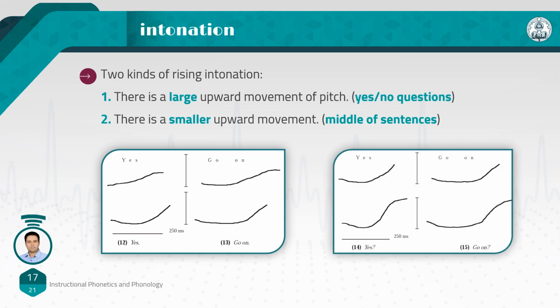Now, look at the other graphs, number 14, yes, and number 15, go on. If there is a larger rise in pitch, as in illustrations 14 and 15, there is a change in meaning to something more like, did you say yes? Or did you say go on? The British English speaker uses more than 75% of his full range. And the American English speaker, that is the lower pair of graphs, uses an even greater range.